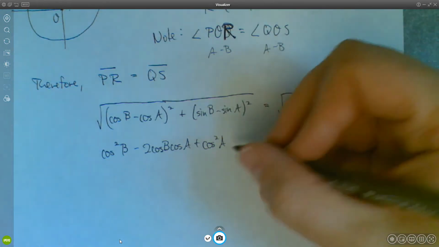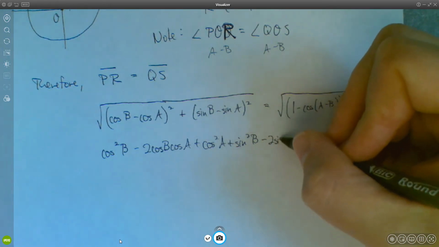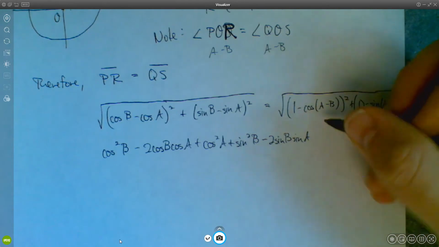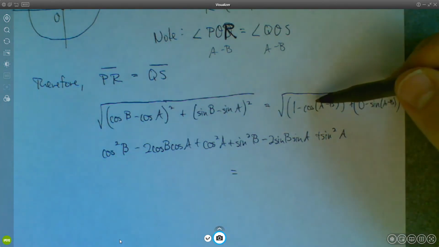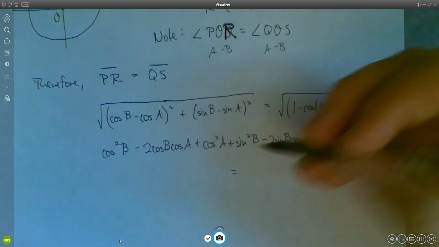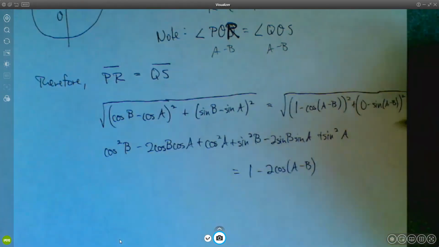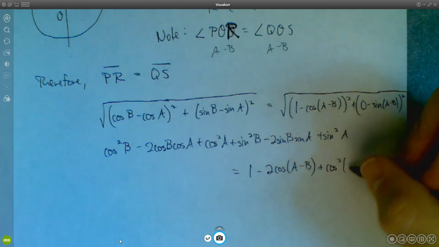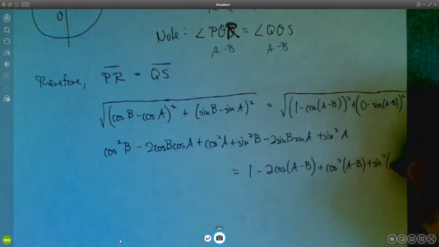And then I'll have a similar thing here. It's going to be sine squared B minus 2 sine B sine A plus sine squared A, okay, equals, this stuff is going to be, if I FOIL that out, I'm going to have 1 minus 2 cosine (A minus B) plus cosine squared (A minus B). And then here, 0 minus sine (A minus B) is just negative sine (A minus B). And then when you square that, you're going to get a positive sine squared (A minus B).